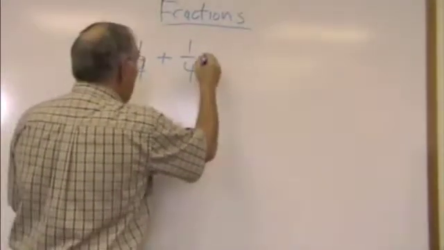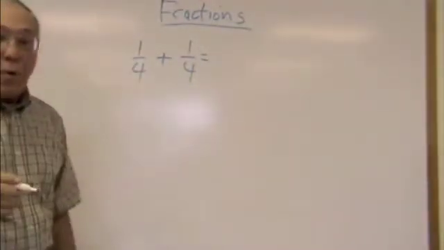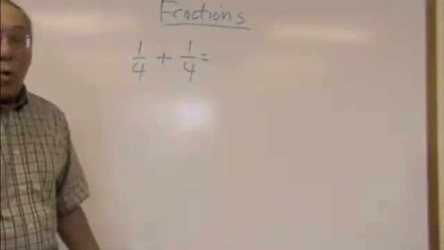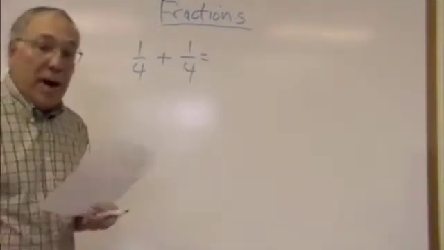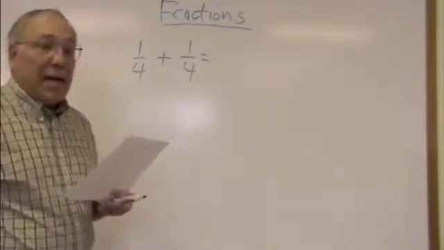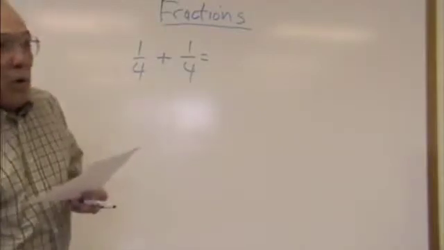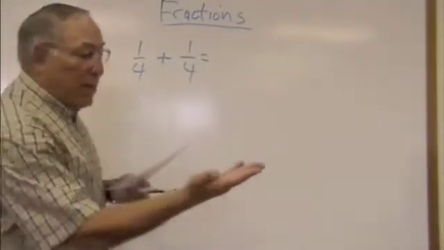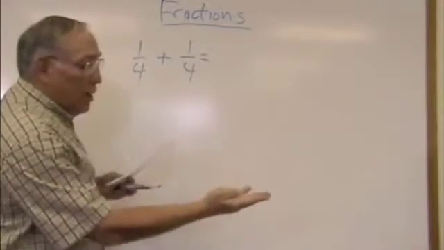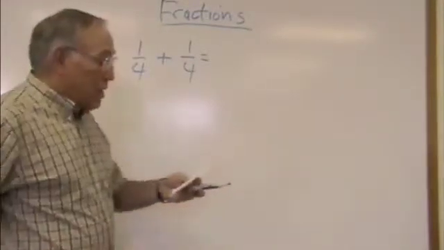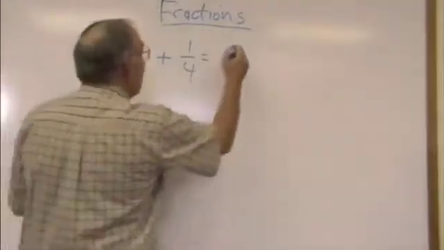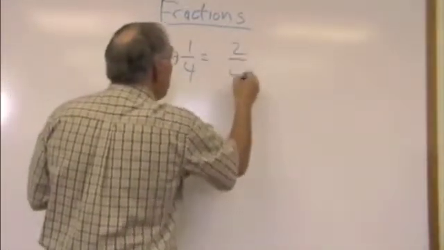Let's say you wanted to add these 2 fractions: 1/4 plus 1/4. Let's say they're quarters that you have in your pocket. Let's say this is money. These are quarters like we have here. Well, what's 1/4 plus 1/4? Well, it's 2 quarters. So we can see right here that 1/4 plus 1/4 is 2 quarters.